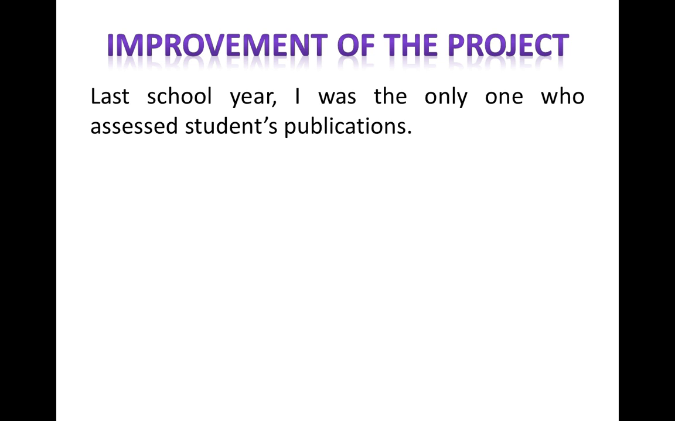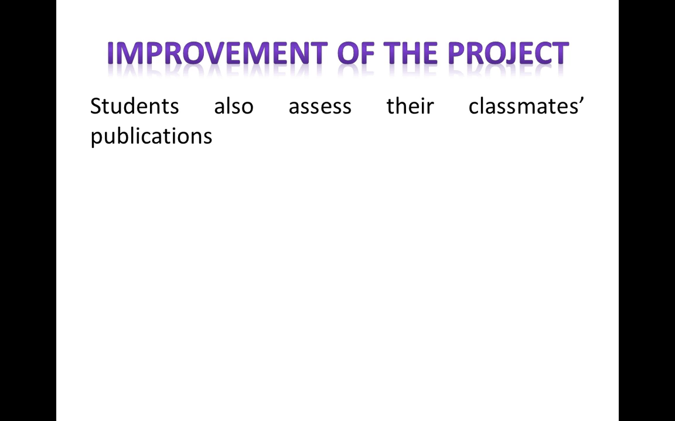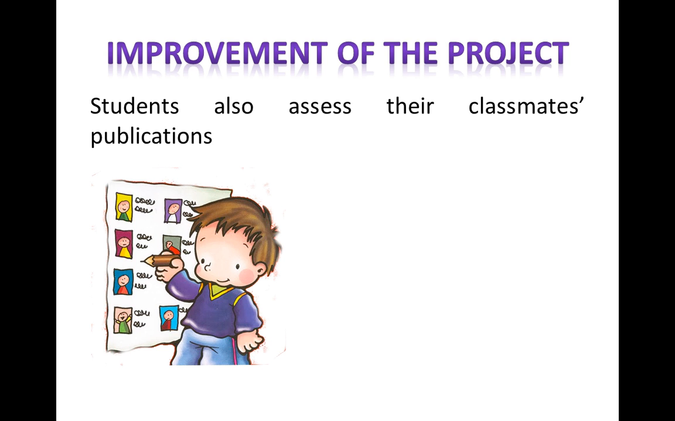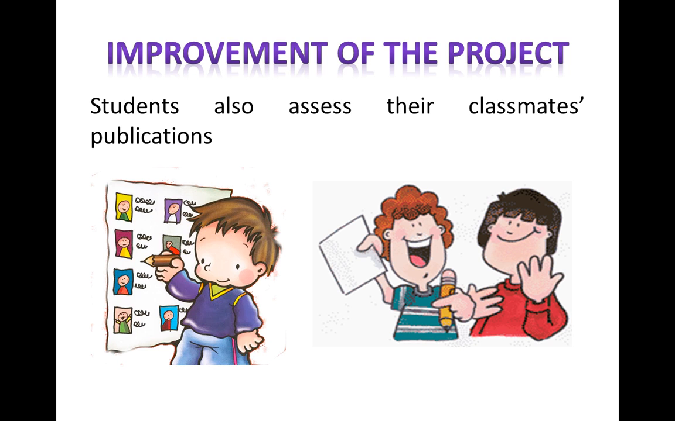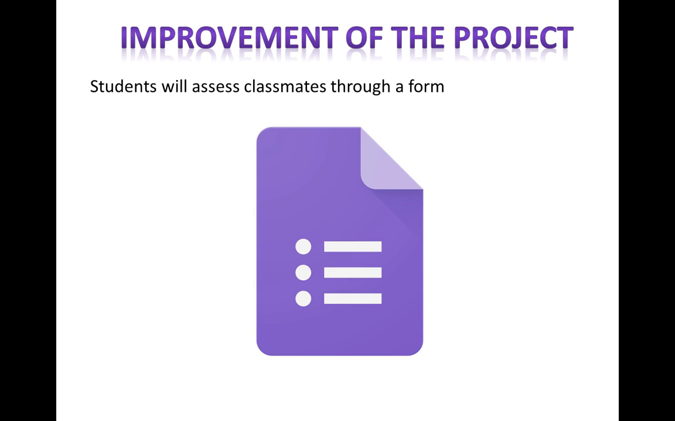Improvement of the project. Last school year, I was the only one who assessed students' publications. This school year, I have thought it would be interesting that students also assess their classmates' publications, and I'm going to explain how to do it. The students will assess classmates through a form created with Google Forms and linked to Moodle, so that each student gets to evaluate each classmate.